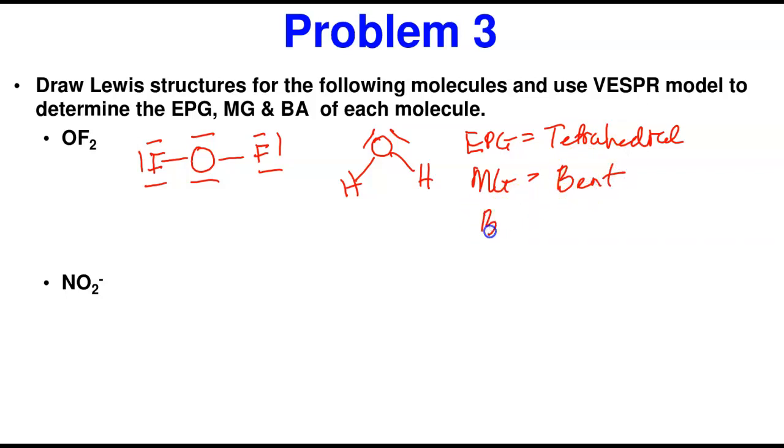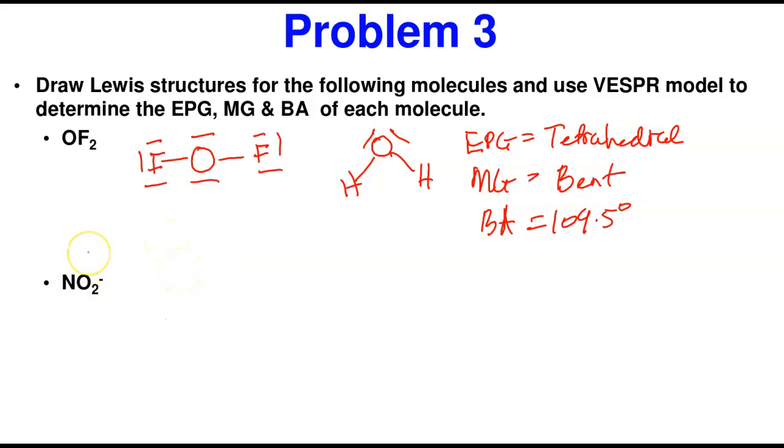And then the bond angle, any tetrahedral structure, remember the bond angle is based on the electron pair geometry, is going to be 109.5 degrees. Again, we do this problem. In doing this problem again, you see this NO2 minus, we did this earlier in Lewis structure.